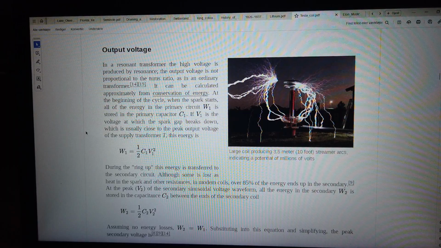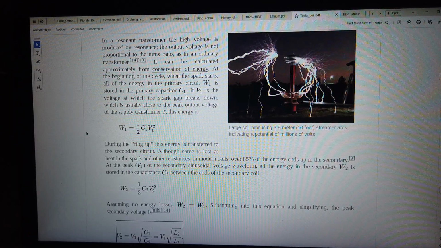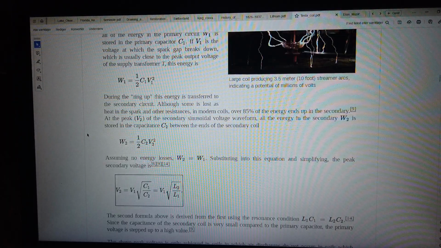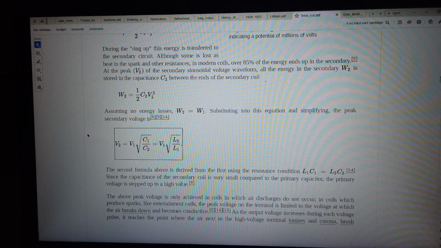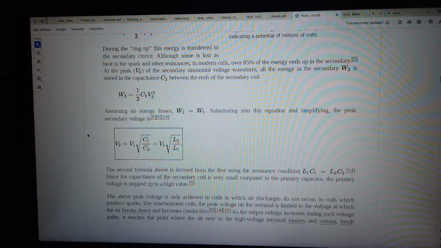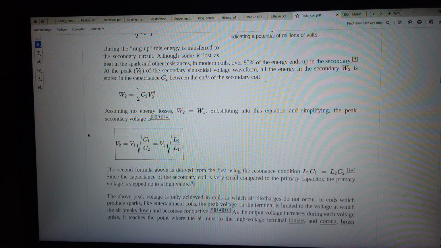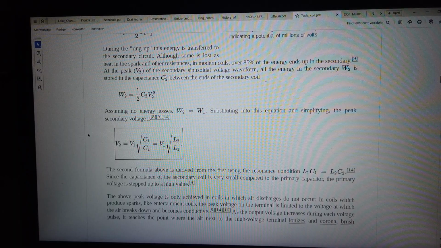At the peak of the secondary sinusoidal voltage waveform, all the energy in the secondary is stored in the capacitance between the ends of the secondary coil, assuming no energy losses. Substituting into this equation and simplifying, the peak secondary voltage is given by the formula. The second formula above is derived from the first using the resonance condition. Since the capacitance of the secondary coil is very small compared to the primary capacitor, the primary voltage is stepped up to a high value.